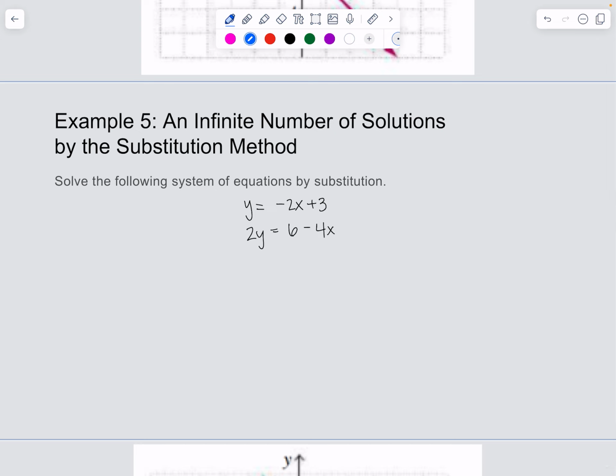Next, y equals -2x plus 3, and 2y equals 6 minus 4x. This one's really nice because look, it's already solved for y. We don't have to solve for a variable. They already gave it to us. So let's plug it in right there. 2y is -2x plus 3. Nothing else changed.